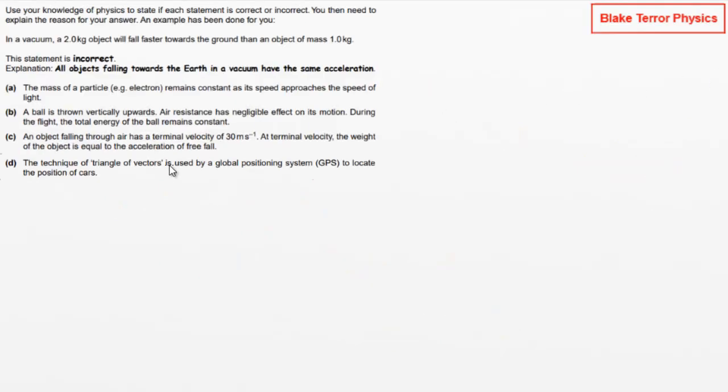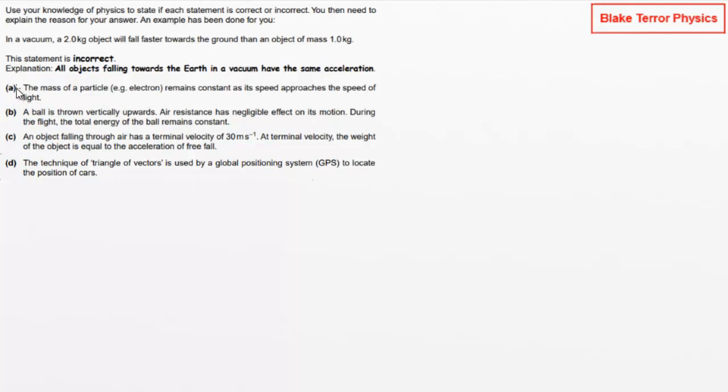Use your knowledge of physics to state if each statement is correct or incorrect. Do you need to then explain? Right, okay. They've given an example at the start. So in a vacuum, a 2 kilogram object will fall faster than a 1 kilogram object. So incorrect, because everything in a vacuum has the same acceleration. Fair enough.